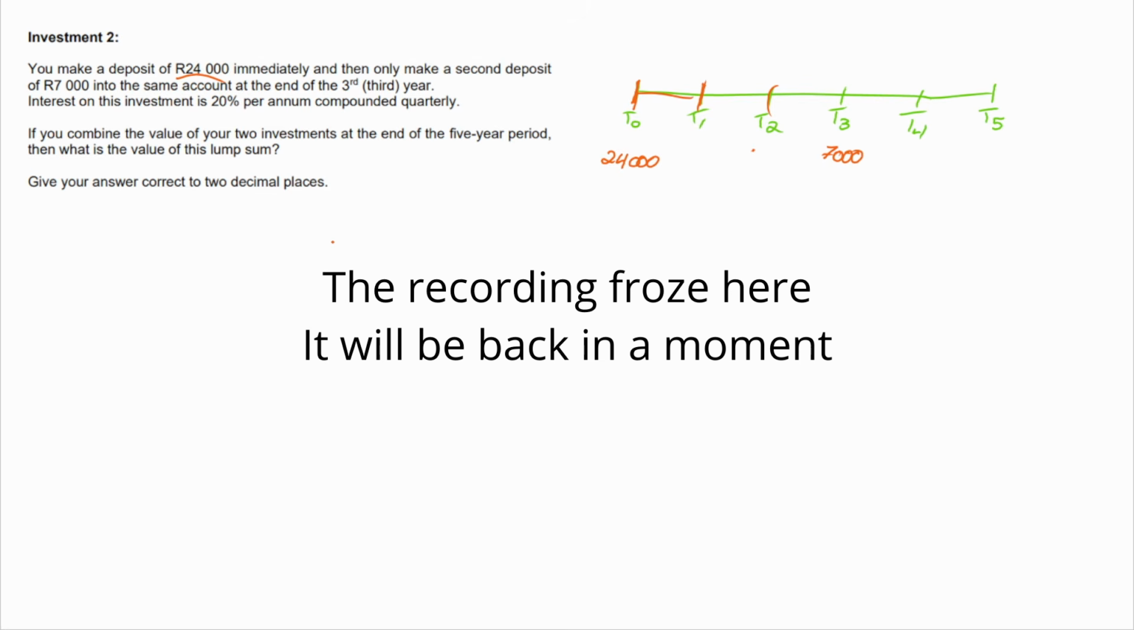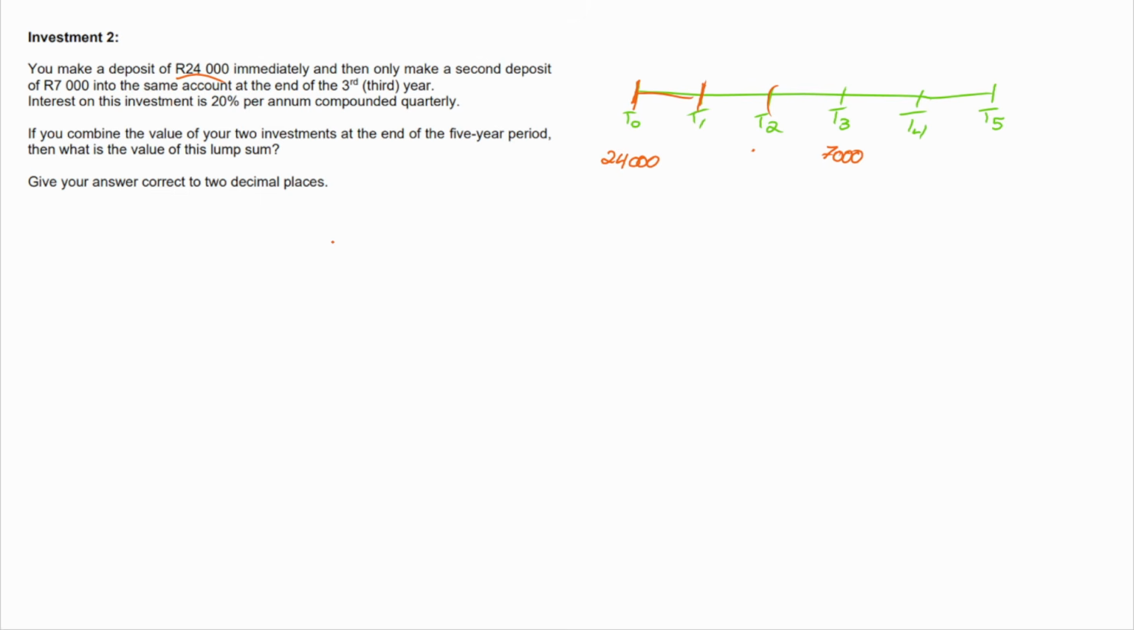So the 24,000 Rand, we're using this formula for compound interest, P(1 plus i) to the n. So 24,000(1 plus our interest rate, 20% compounded quarterly). So we say 4 times 5, because this 24,000 Rand was in for 5 years. 1 year, 2 year, 3 year, 4 year, 5 years. Then what we're going to do is add the 7,000, and the 7,000 is at the same interest rate, compounded quarterly.